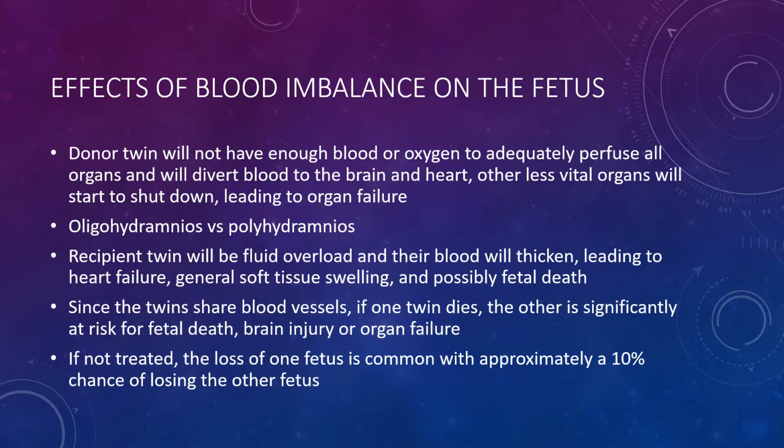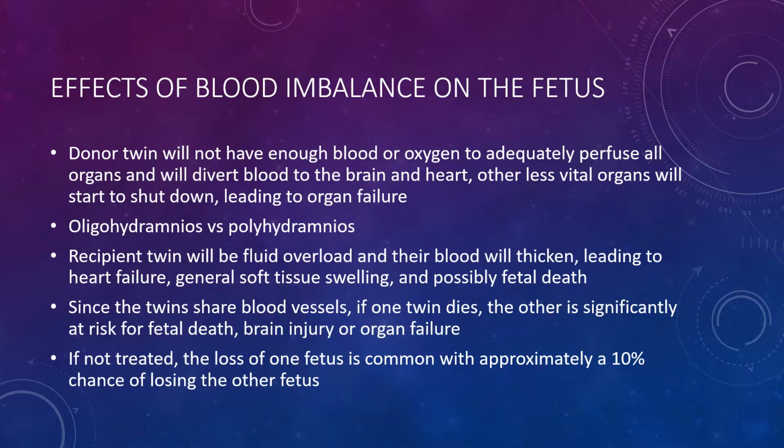Oligohydramnios versus polyhydramnios. So since the amniotic fluid is made up of majority of urine, since the donor twin is not making very much urine, the donor twin will have oligohydramnios. And since the recipient twin has so much blood being pumped to it, it is going to try to compensate by peeing out a lot of urine. Therefore, they will have polyhydramnios.